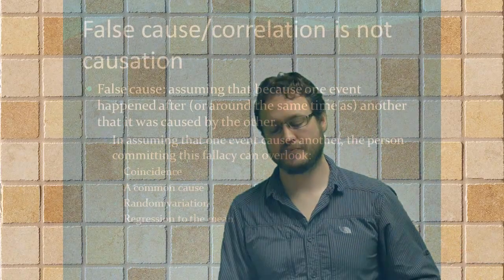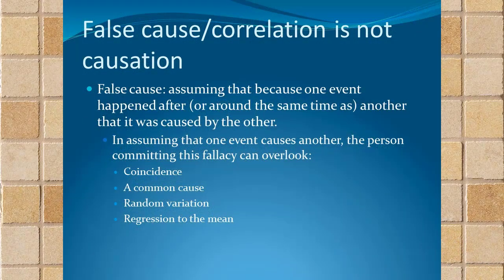False cause, also known as correlation isn't causation, which is a little more descriptive, is actually perhaps one of the most common fallacies, in my opinion, maybe more common than the ad hominem. I see this cropping up again and again, people failing to realize that just because two things are correlated or related in time in some way doesn't necessarily mean one thing causes the other.